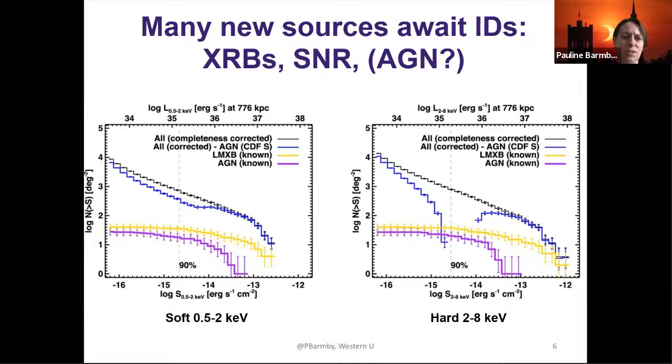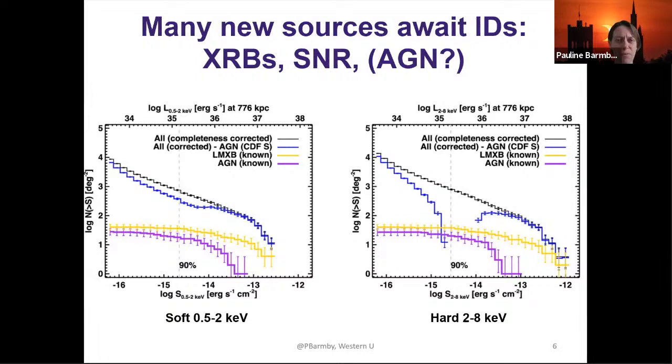If we take just those 950 sources and look at their cumulative luminosity function or the cumulative flux distribution, what we see is the difference between what you'd expect from known AGN, that's the purple at the bottom, and known LMXBs, there's a lot of space in between here. There's a lot of objects where we don't know what they are. And that's particularly bad at the faint end of the hard luminosity function.